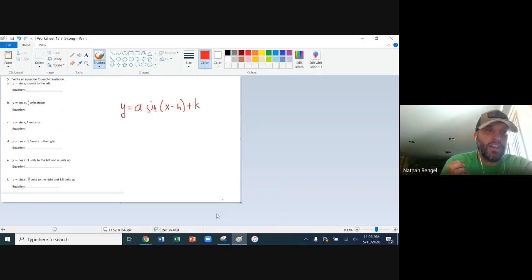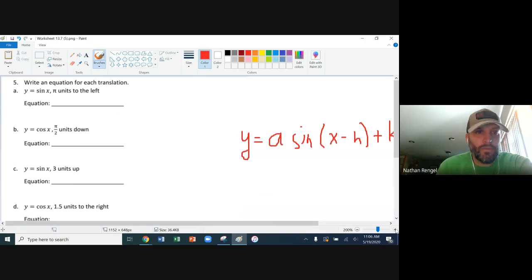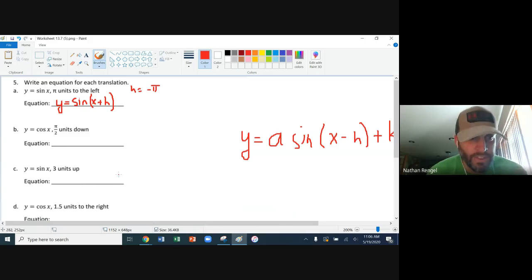So our first one, y equals sine of x for pi units to the left. So if I'm going to the left, that means that my h value is going to be negative pi, which in the formula means I'm going to have y equals sine of x plus pi. So x minus negative pi is rewritten as x plus pi. So there's a shift pi units to the left.